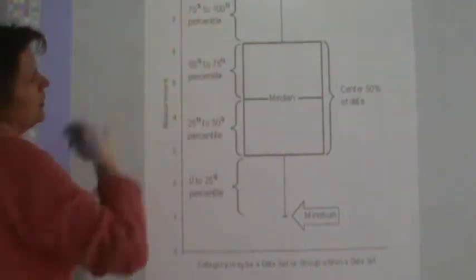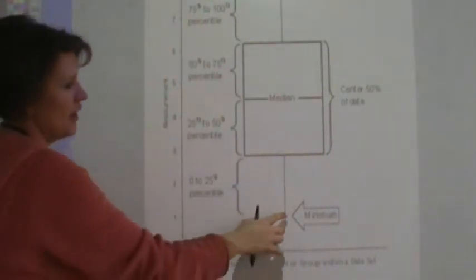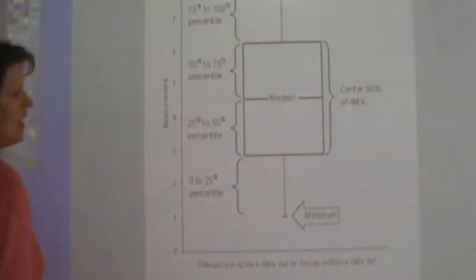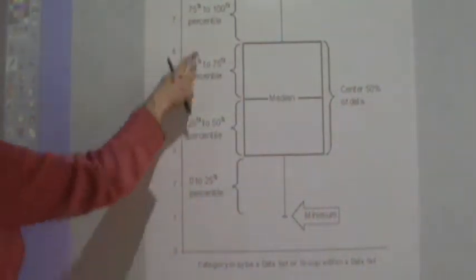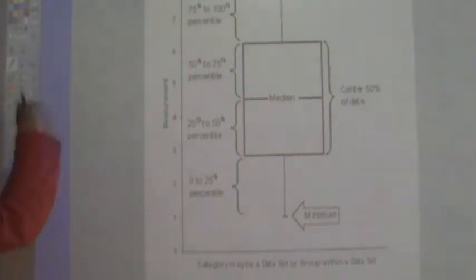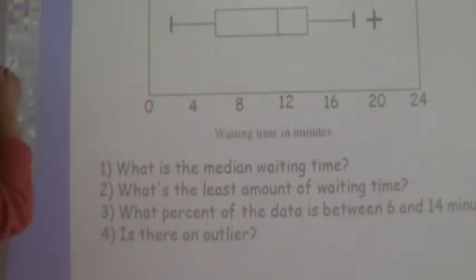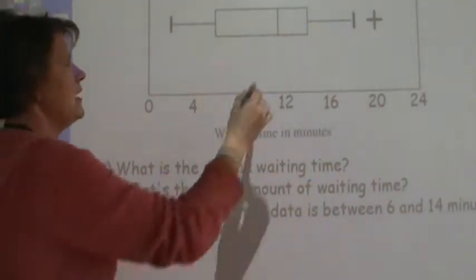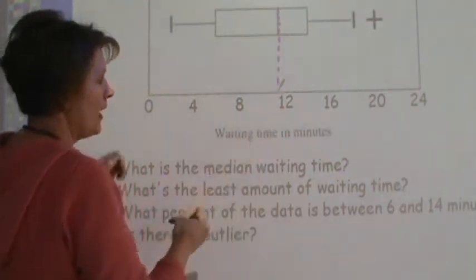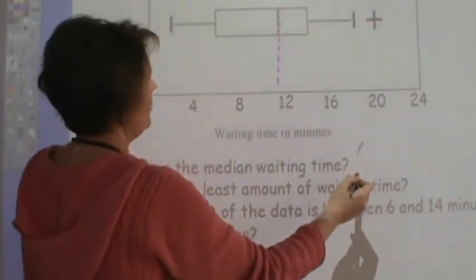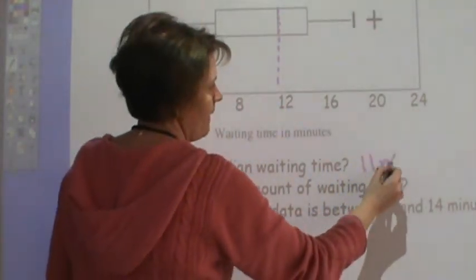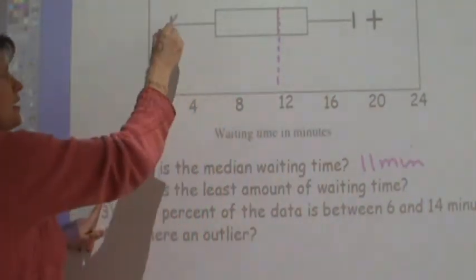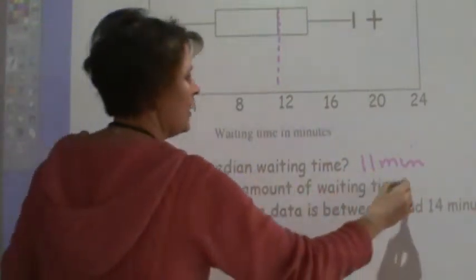Okay, here's another one. I just want to show you how you could also make it vertical. So you got your minimum and your maximum, you got your median, your upper and lower quartiles, and it's broken into your percents. It's your bottom 25%, your top 25%. And this one, if we just wanted to read one and answer the questions, it says, what's the median waiting time? Well, the median is this line. Okay, so it's around maybe 11 to 12, maybe 11 minutes. Okay, what's the least amount of waiting time? Well, that's right here. So that looks like about 2 minutes.